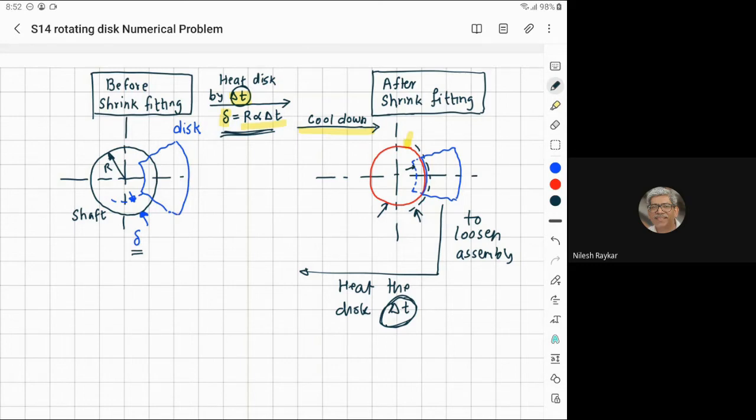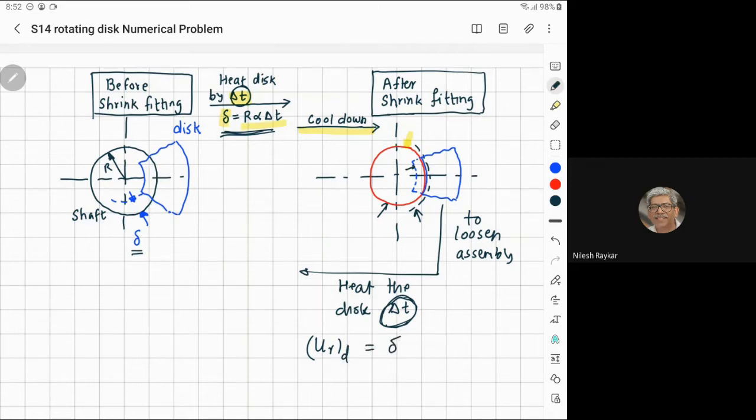So in terms of the displacement, it means that in order to loosen the assembly, whatever is the radial displacement of the disk, it must be equal to delta.